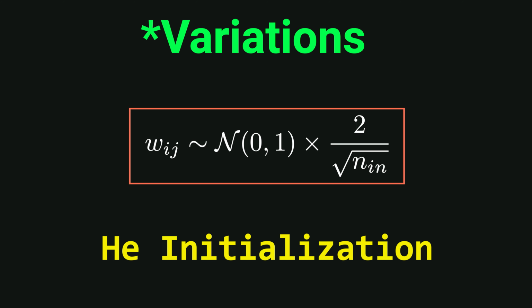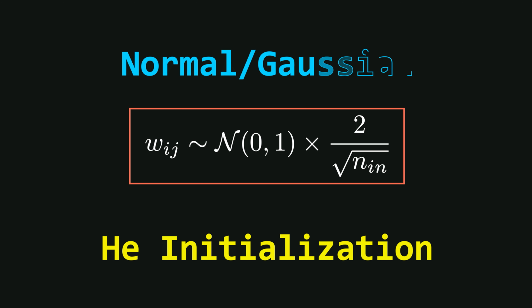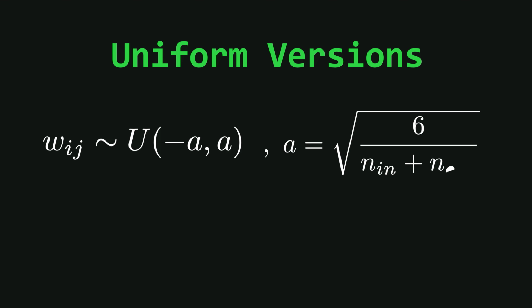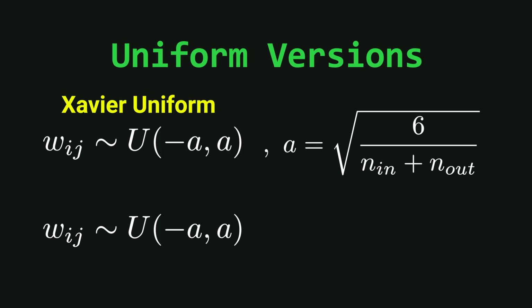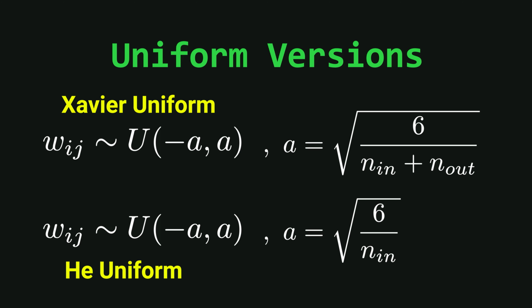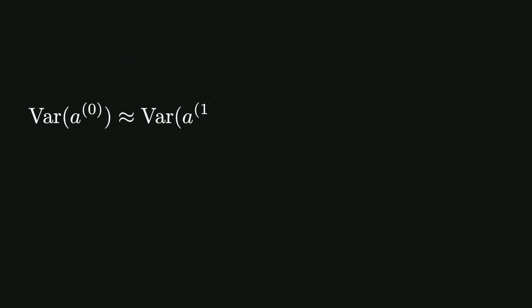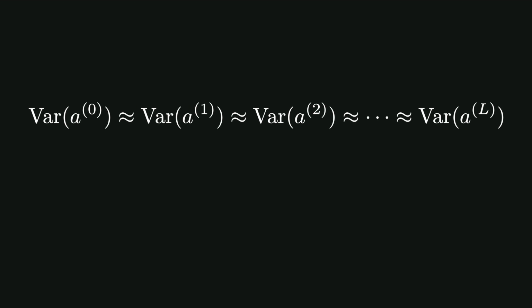Now all these versions we talked about used a Gaussian distribution, but we can do the same thing using a uniform distribution as well. Only the formula will be a little different. All these formulas were actually derived by trying to stabilize the variance of the activations across the layers. Now, I want to talk a little about the mathematics of it briefly, and you can skip this part if you don't want to go into deep maths.